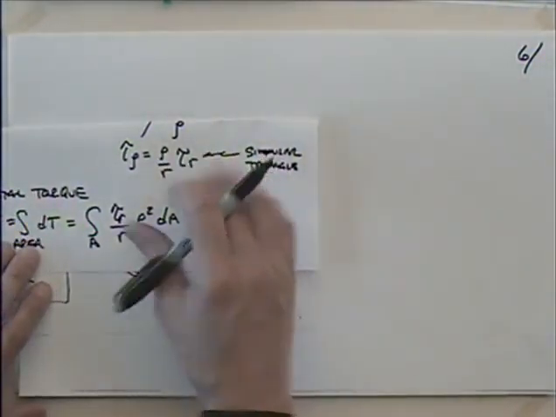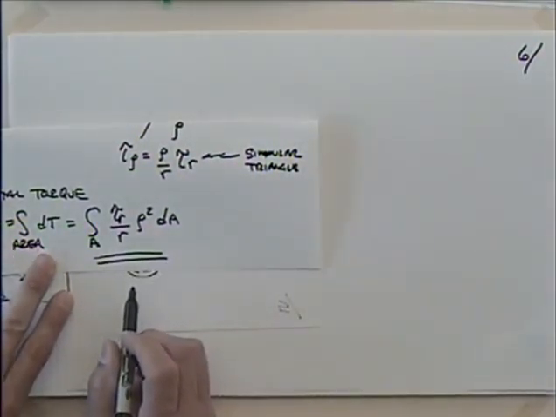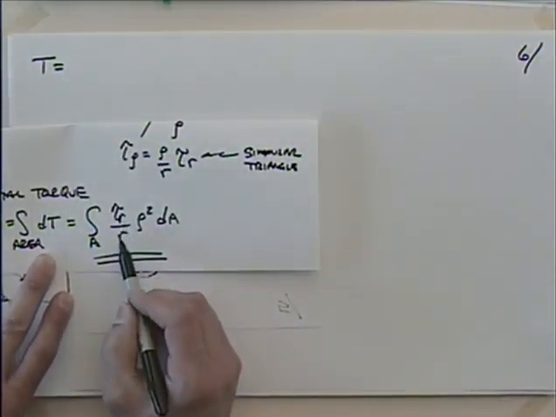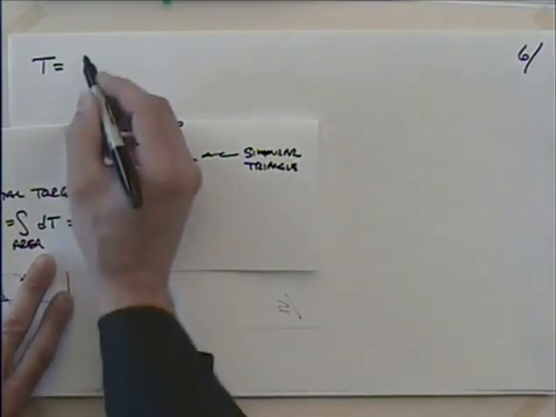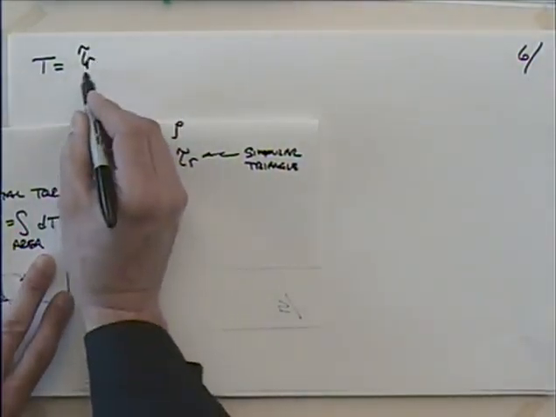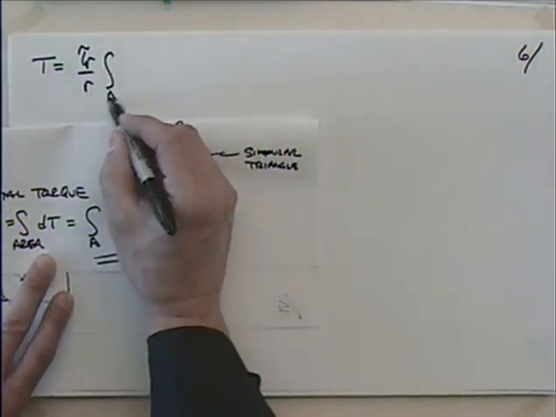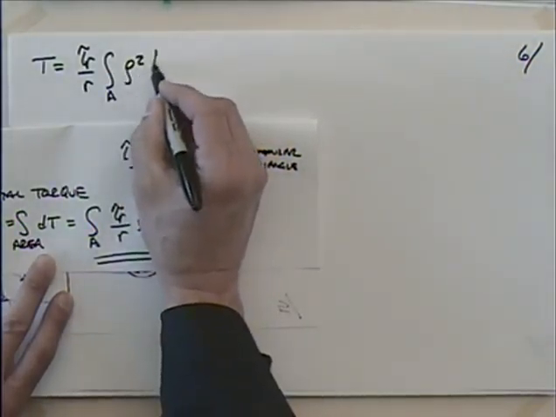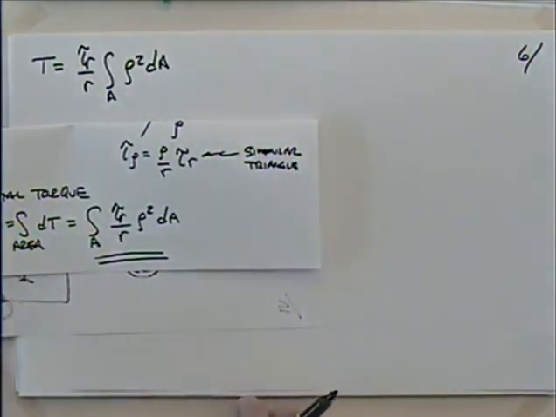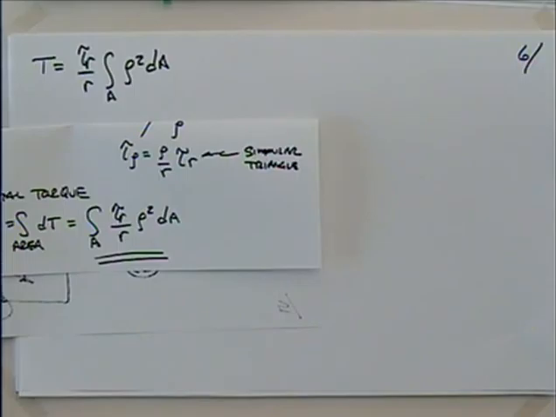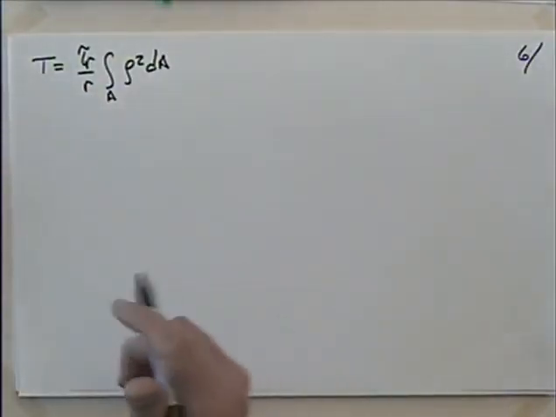So we had this expression right here, and let me rework that a little bit more. I think I can take the tau sub r and the r out because they should be constant. So I'm going to have tau sub r divided by r times the integral over the area of rho squared dA. Have you seen something like the integral of x squared dA or the integral of y squared dA? We actually saw that as we were finishing up statics, and that became known as the area moment of inertia.